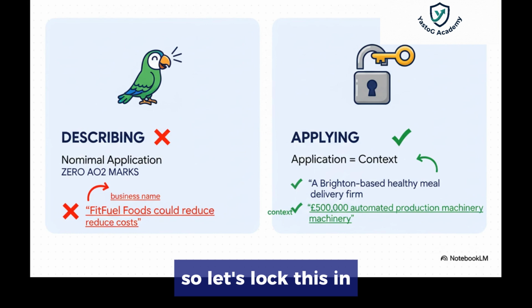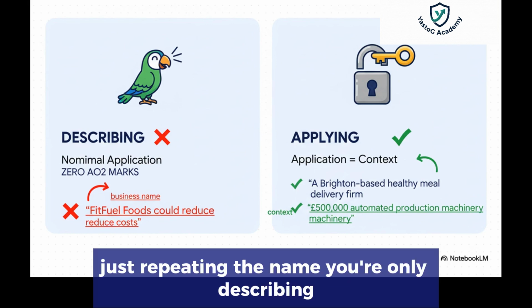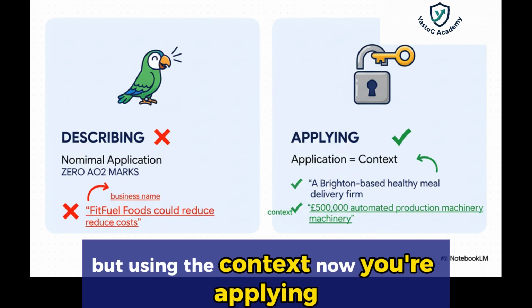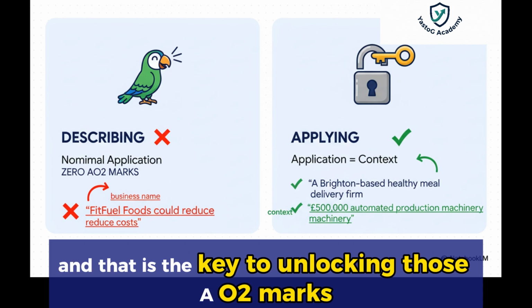So let's lock this in. Just repeating the name, you're only describing. But using the context, now you're applying. And that is the key to unlocking those AO2 marks.